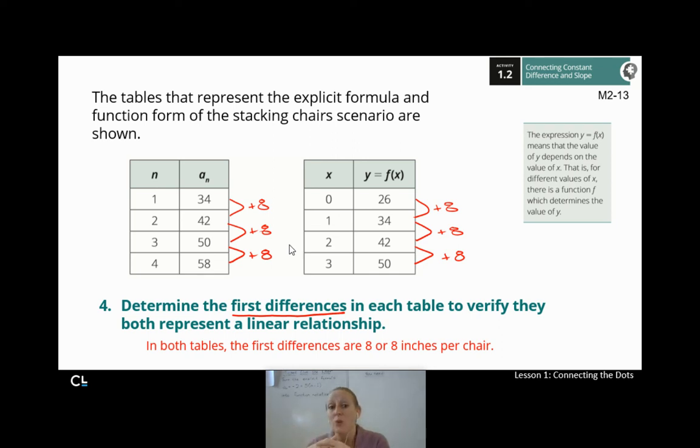For these guys, what we have to do is check those first differences. If I have the same first difference every time, it's a linear function. If I had gotten like 8 and then 9 and then 10, I would have been like, oh, that's not linear. My first differences are not the same. So in both tables, the first differences were 8. So it was definitely a linear function.